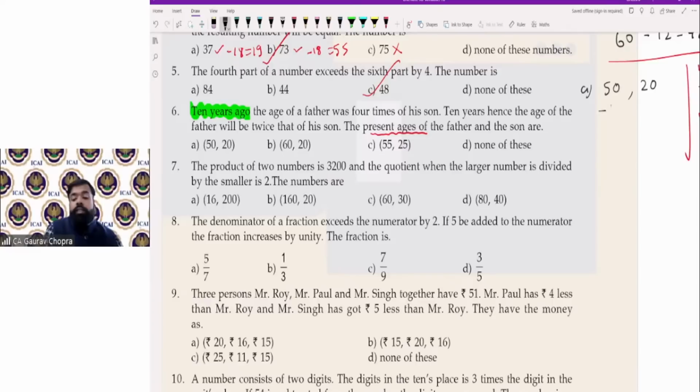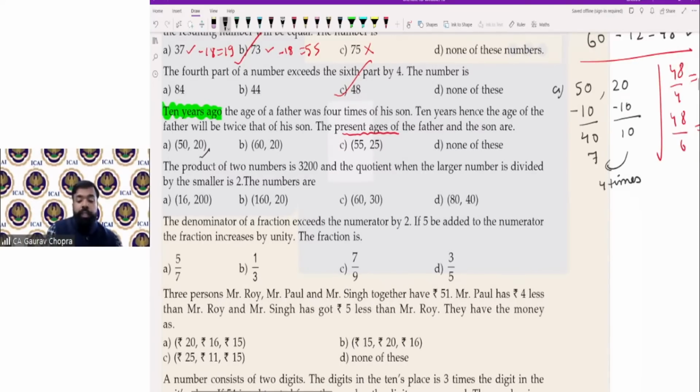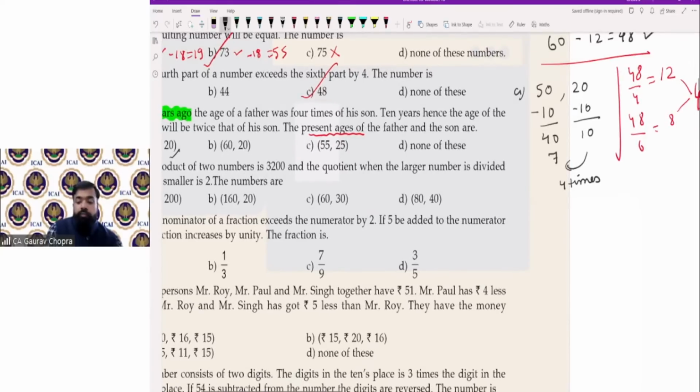So option number A, 50 and 20. So 10 years ago, the age of father would be 40 and 10 years ago, age of son would be 10. So age of father is 4 times as compared to son. First condition is verified. Now check the second condition. 10 year hence means 10 साल के बाद, after 10 years, the relation will be twice. So let's check after 10 years.